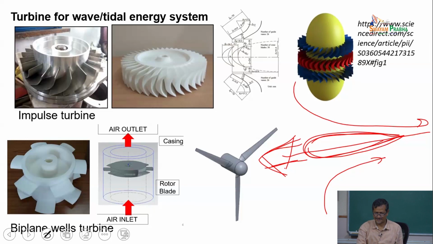If you see this one, this is my actual turbine blade we tested in our laboratory. I think we can show it in the laboratory also, if you go you can see my laboratory. This is also a symmetric blade. This is the actual turbine we designed, we tested, and we handed over to NIOT, National Institute of Ocean Technology, and they tested it in the ocean. This is the actual turbine.